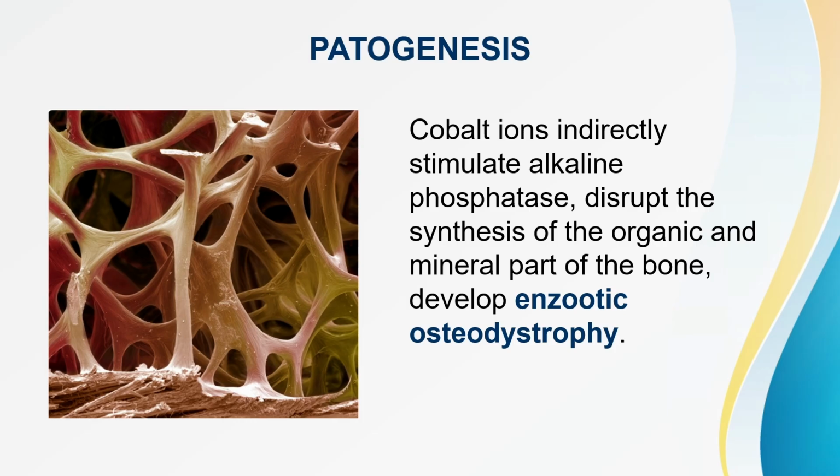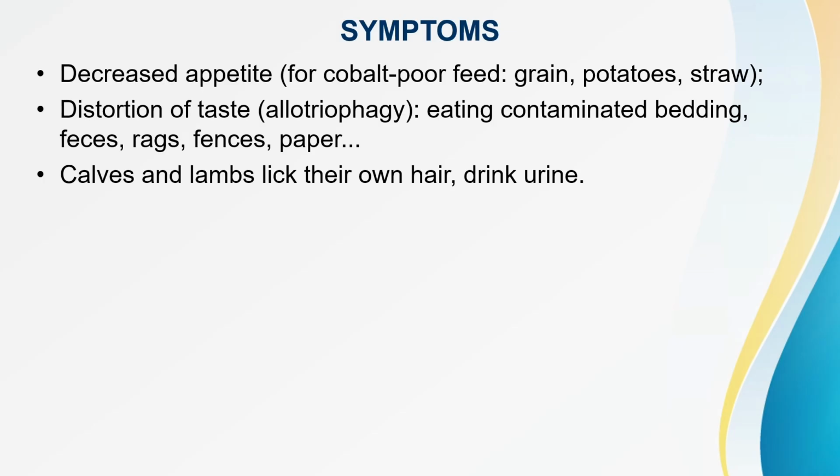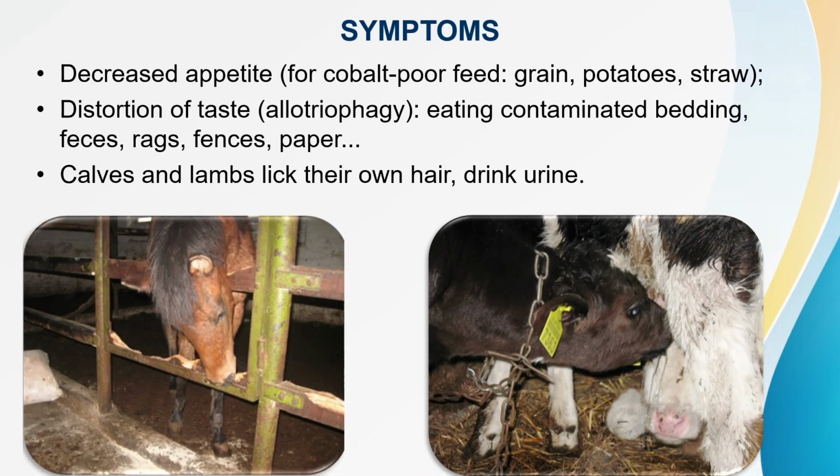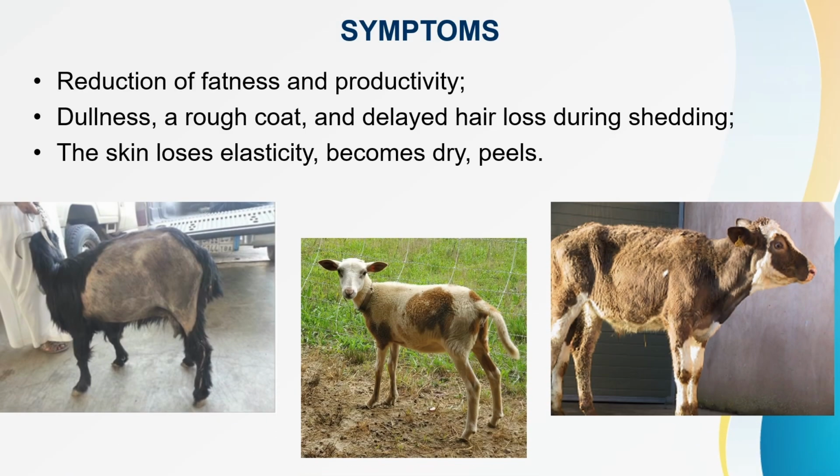osteodystrophy. The main symptoms of cobalt deficiency are decreased appetite, especially for cobalt-poor feed such as grain, potatoes, straw. Distortion of taste, allotriophagy. Animals eat contaminated bedding, feces, rags, fences, paper, and other. Calves and lambs lick their own hair, drink urine. The other symptoms of cobalt deficiency are reduction of fatness and productivity, dullness, a rough coat, and delayed hair loss during shedding. The skin loses elasticity, becomes dry, peels.